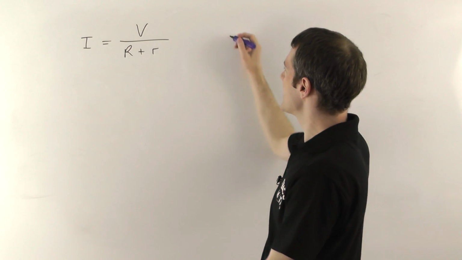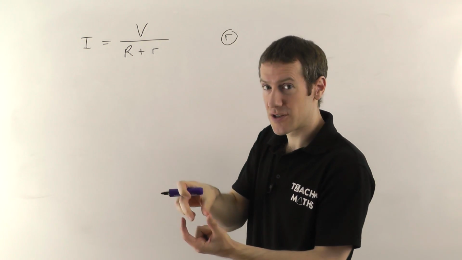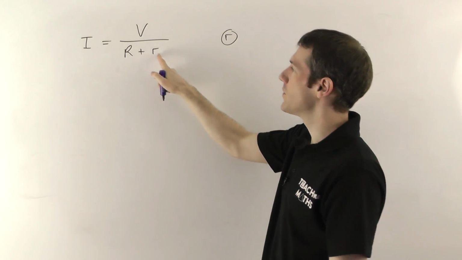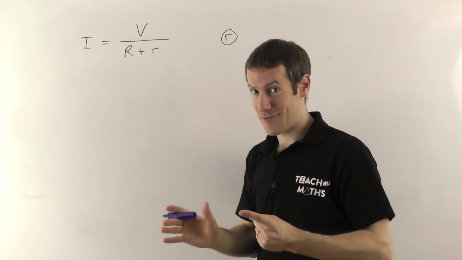But imagine we wanted to get the little r by itself. Imagine we were doing some kind of experiment to work out what the internal resistance of the battery was. So we want to find out what this little r is. So, step 1, get rid of fractions.